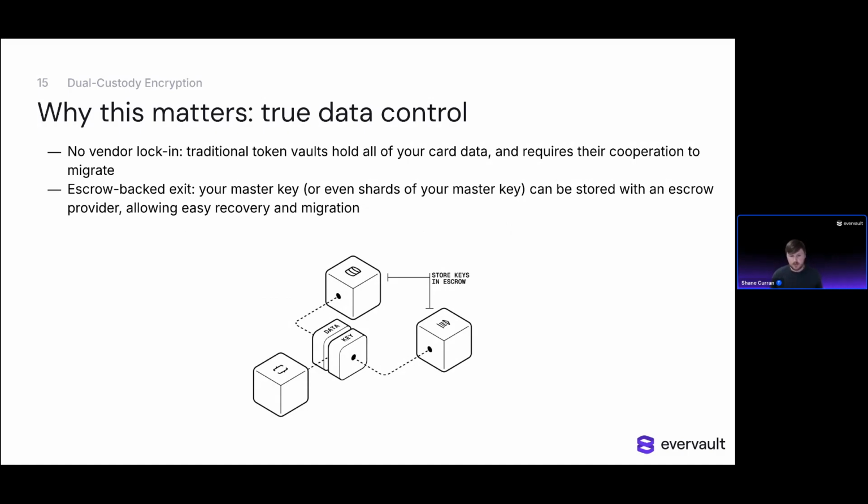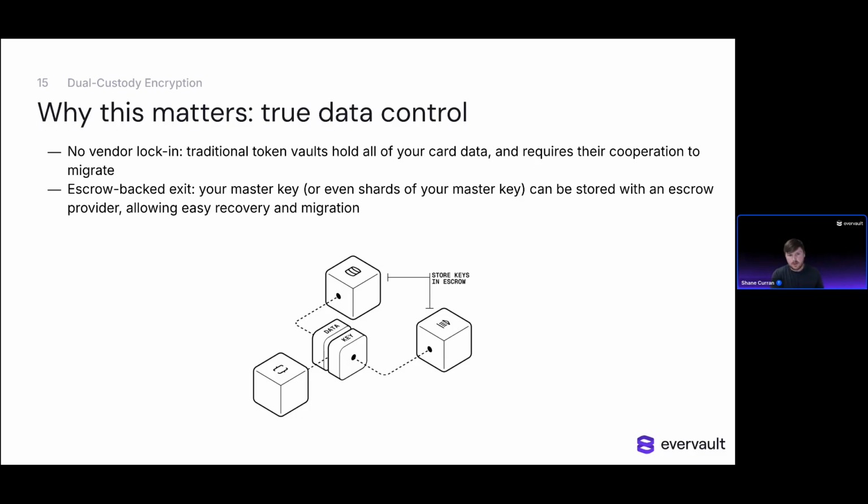With dual custody encryption, you don't need to continually update the backup every time a new card is added. If you did want to do a backup with a vault, every day or every minute, for example, you would need to create a new backup that contains all of the new cards. Because the keys to decrypt dual custody encrypted card data are static aside from medium-term key rotation, you can use escrow back to exit.